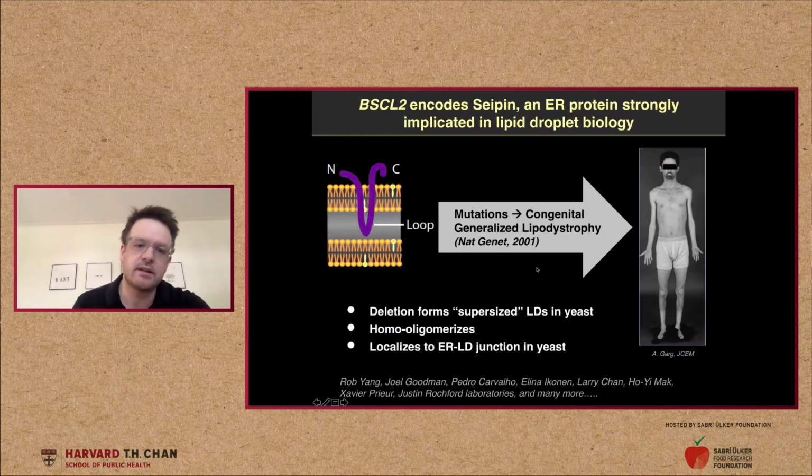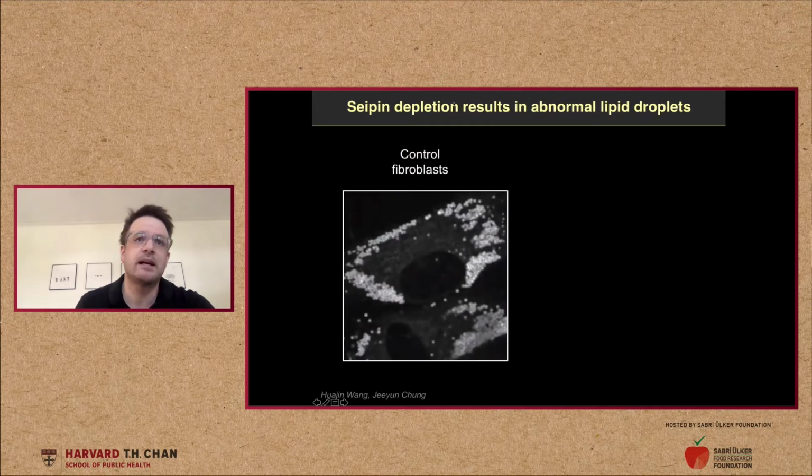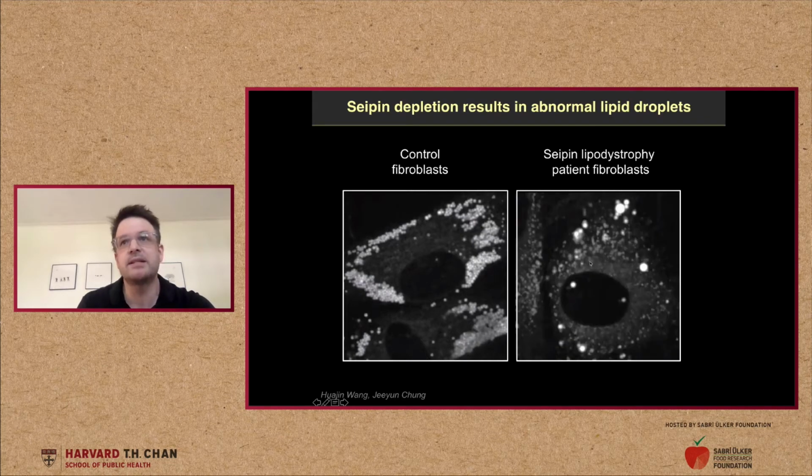It was also identified, roughly a few years later, as a major factor in a number of genetic screens, for instance from Rob Young and Joel Goodman's labs in yeast. It's been shown that it forms large oligomeric complexes that localize to ER and lipid droplet junctions, and that in model systems it is required for normal lipid droplets. Now here's an image from an actual patient fibroblast. This is a control proband, and you can see in white here normal lipid droplets. But when you take cells from a person who suffers from this lipodystrophy, you can see that instead the lipid droplets look far less organized, and instead of forming these regular structures, there's all this schmutz here on the side.